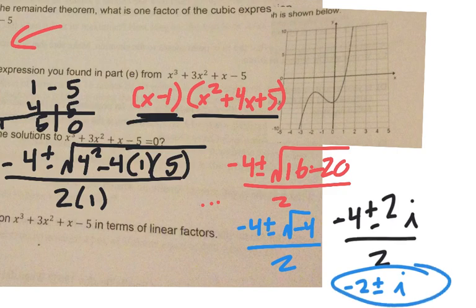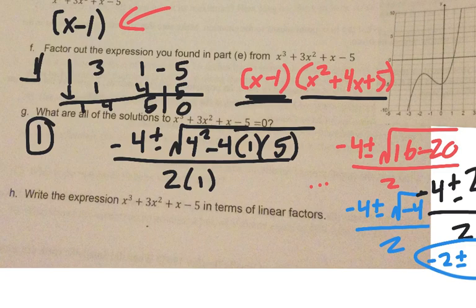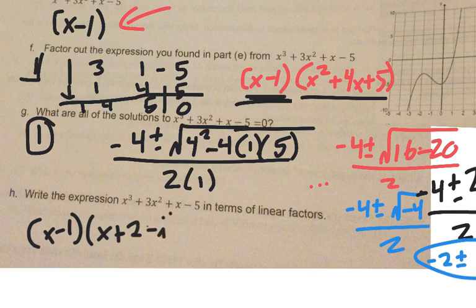So my 3 solutions are 1, negative 2 plus i, and negative 2 minus i. And so then on part H, if I need to write an expression with all of the linear factors, they want this factored out, so that would be x minus 1 times, and so if negative 2 plus i is a root, then that would be, change the sign, so that's a positive 2 minus i, and then negative 2 minus i would be a positive 2 plus i.